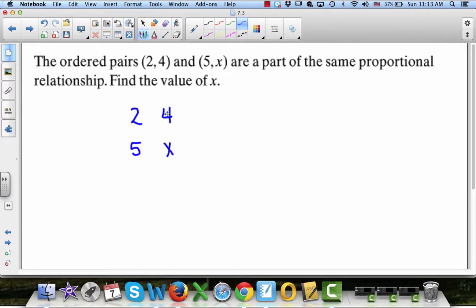So we look at this. 4 divided by 2 is 2. So what divided by 5 will give us 2? Well, it'd be 10. 10 divided by 5 gives us 2. So the answer is 10, because 10 divided by 5 is 2. That means that these are the same, which gives us the same proportional relationship. So (5, 10) would be the answer.